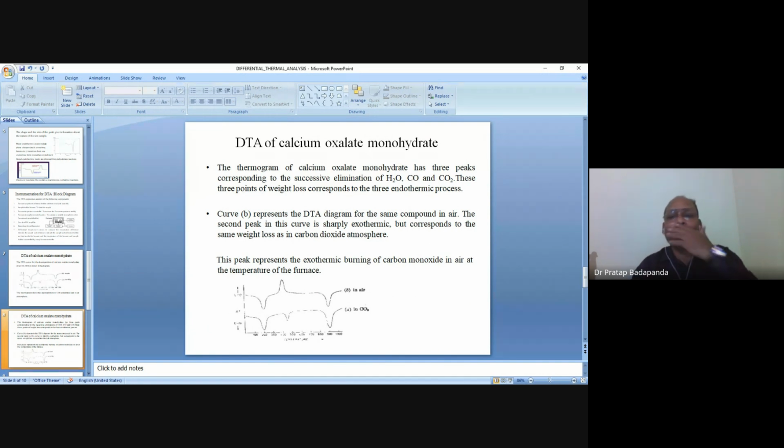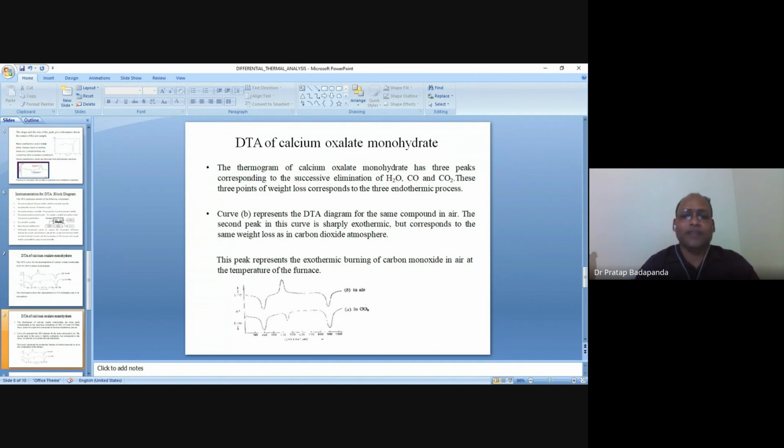The monohydrate has three peaks corresponding to the successive elimination of H2O, carbon monoxide, and carbon dioxide. These three points of weight loss correspond to three endothermic processes. So these three peaks show the endothermic nature, because the surface area is in peak condition.